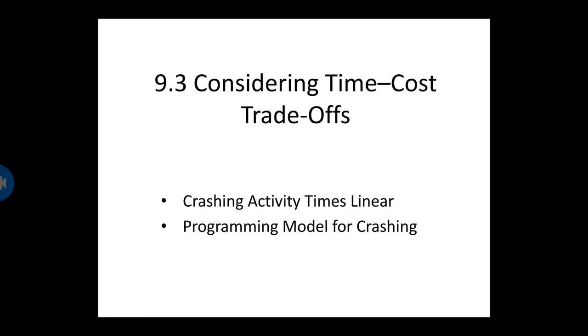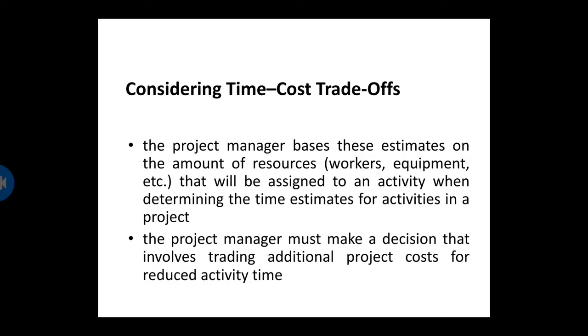Considering time cost trade-offs. When determining the time estimate for activities in a project, the project manager bases these estimates on the amount of resources, such as workers and equipment, that will be assigned to an activity. The original developers of CPM provided a project manager with the option, by adding resources to selected activities, to reduce project completion time. Other resources such as more workers, overtime, and so on generally increase project costs.